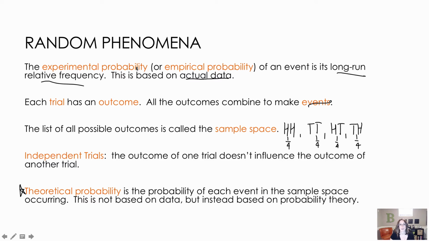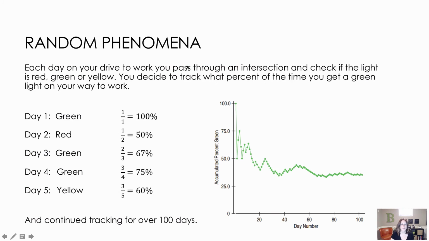The experimental probability is what would happen if I actually flipped two coins several times and recorded how many times I got heads-heads, how many times I got tails-tails, etc. That would be experimental or empirical probability. So let's take a look.